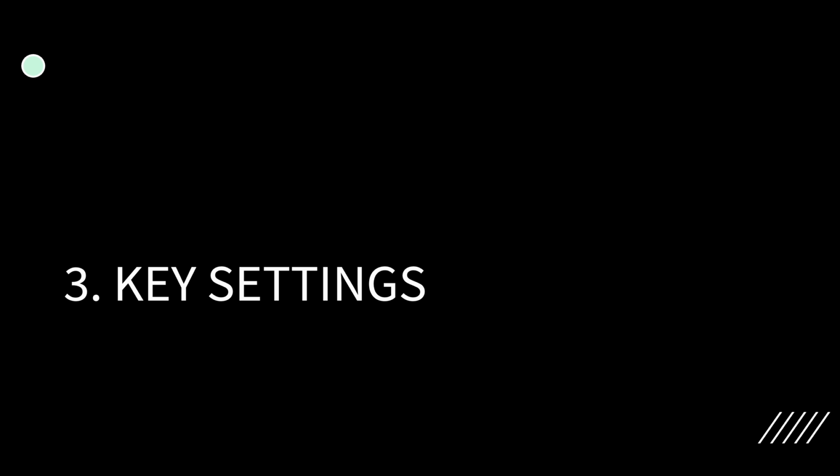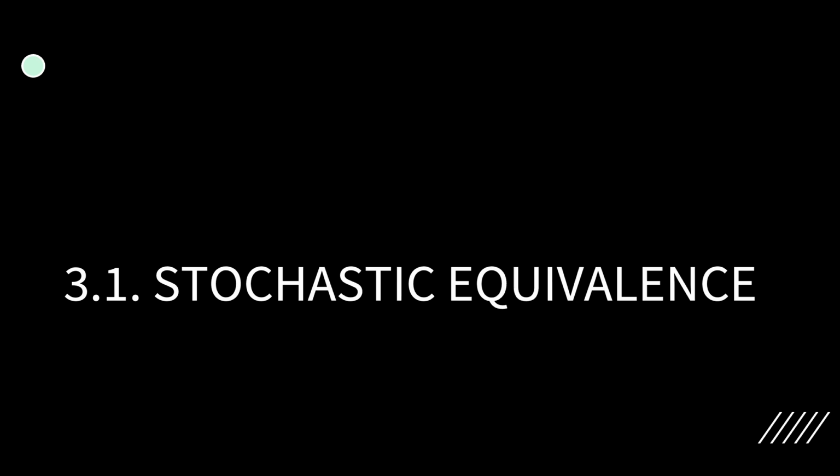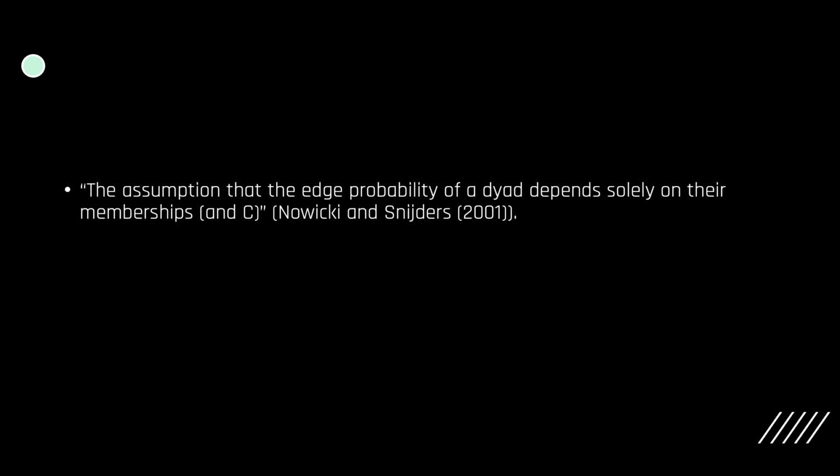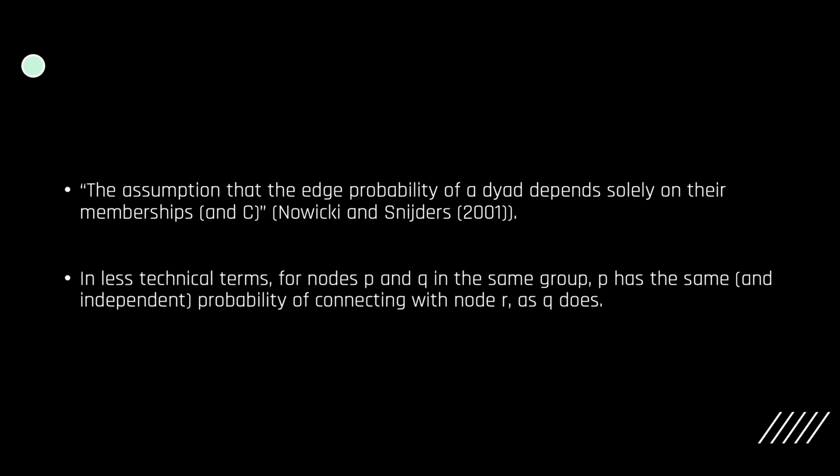Now we will start with the key settings that are necessary for the SBM. The first is stochastic equivalence. Stochastic equivalence is the assumption that the edge probability of a dyad depends solely on their memberships. In less technical terms, for nodes p and q in the same group, p has the same and independent probability of connecting with node r as q does.